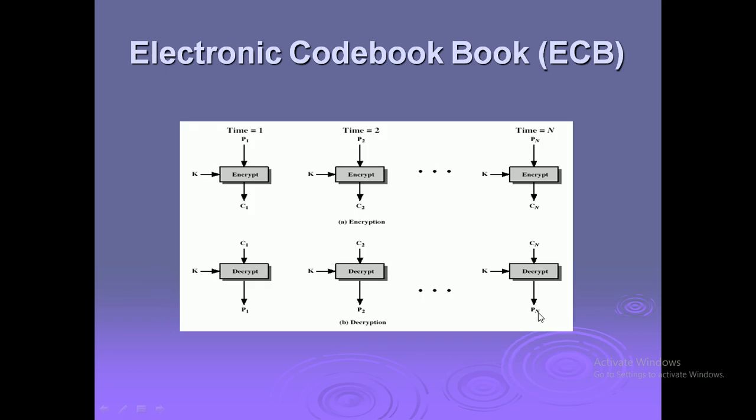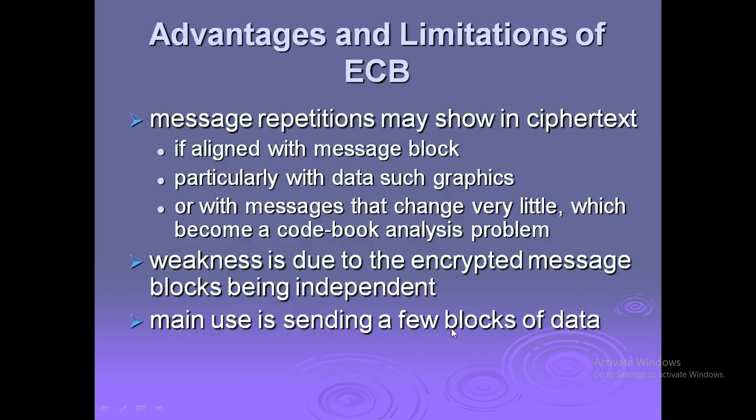This is the diagram of electronic codebook, and the plain text P1 is encrypted using key K. We get a ciphertext C1, and plain text P2 is encrypted using key K. We get ciphertext C2, and so on. And this is the decryption process in which the ciphertext C1 is decrypted by using key K. We get a plain text P1. The ciphertext C2 is decrypted using key K, and we get a plain text P2, and so on.